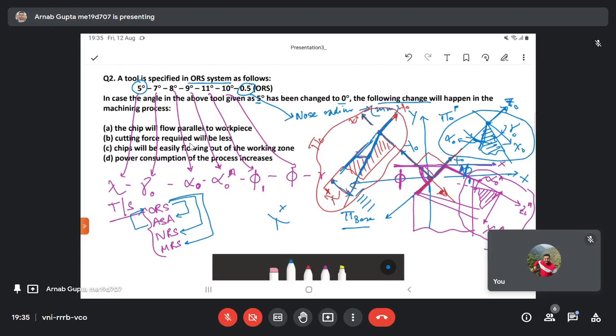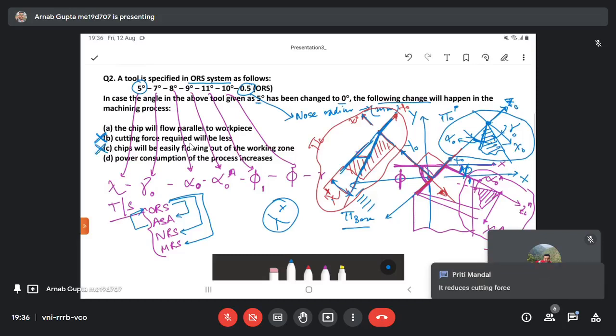If this inclination angle of 5 degrees was not present, if it would have been a zero inclined rake surface, then the cutting forces required will be less. This would have been wrong. This option is wrong. Rather, it should have been higher. The chips will easily flow out of the working zone. Again, this is the wrong option because we are providing this positive value of rake angle to allow the chips.